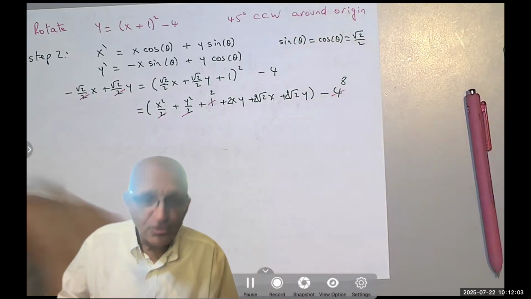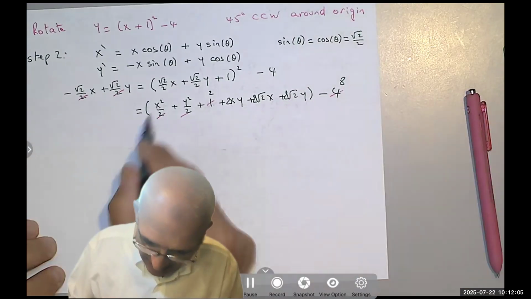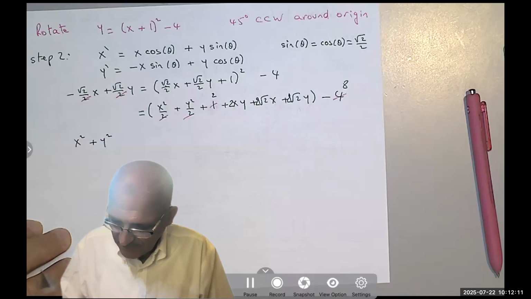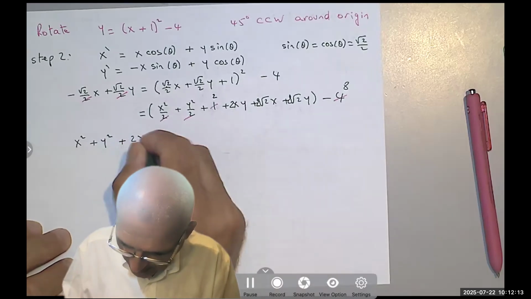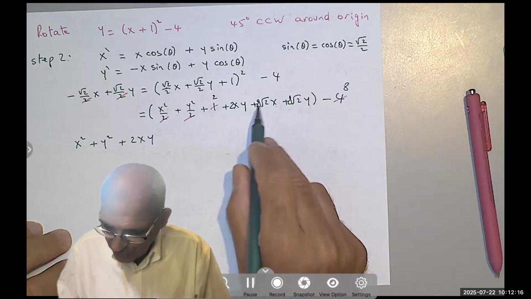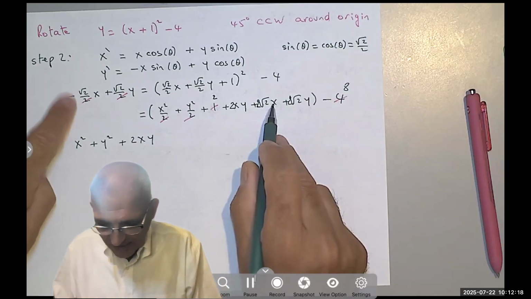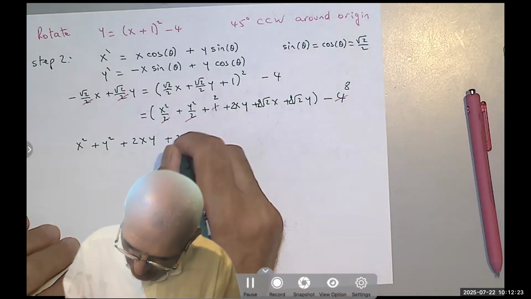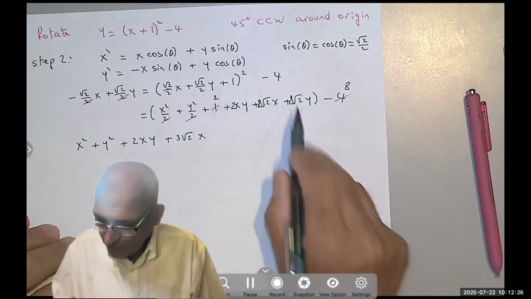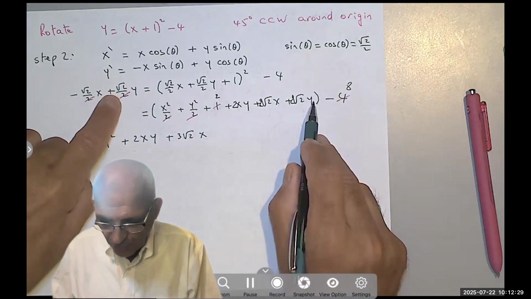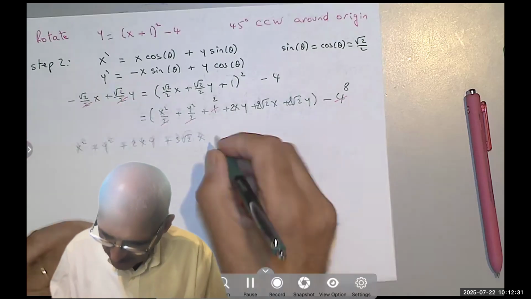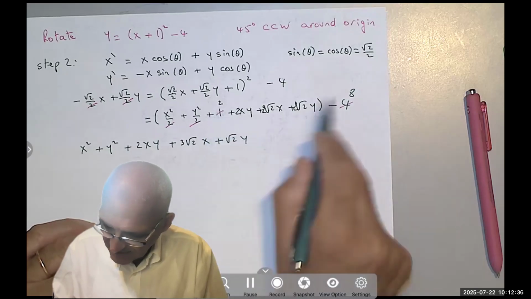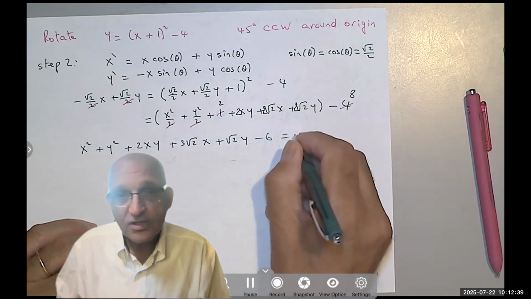And finally, I'm going to move everything to one side. So I have x squared plus y squared plus 2xy. Then I look at the x's. I have 2 root 2 and negative root 2. When I move it to this side, it becomes positive root 2. So I get 3 root 2 x. I have 2 root 2 y. This is a root 2 y. When I move it, it becomes negative. So I end up with a single root 2 y. And I have 2 minus 8, which is negative 6, equals 0.